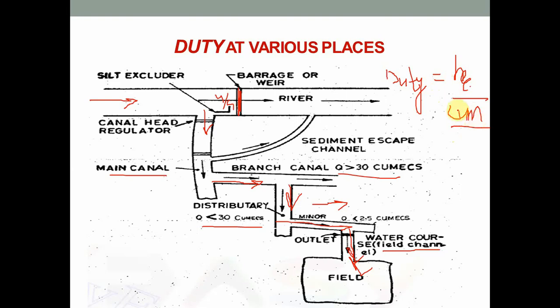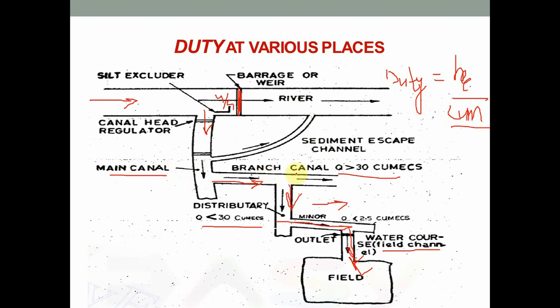That means if the discharge is reduced, duty will increase. As we see here, duty is inversely proportional to Qmax, that is discharge. So if discharge increases, duty reduces, and if the discharge reduces, the duty increases. If we see here, in the main canal the discharge is greater than 60 Qmax. As the discharge is greater, here Qmax is greater, duty will be less in the main canal.